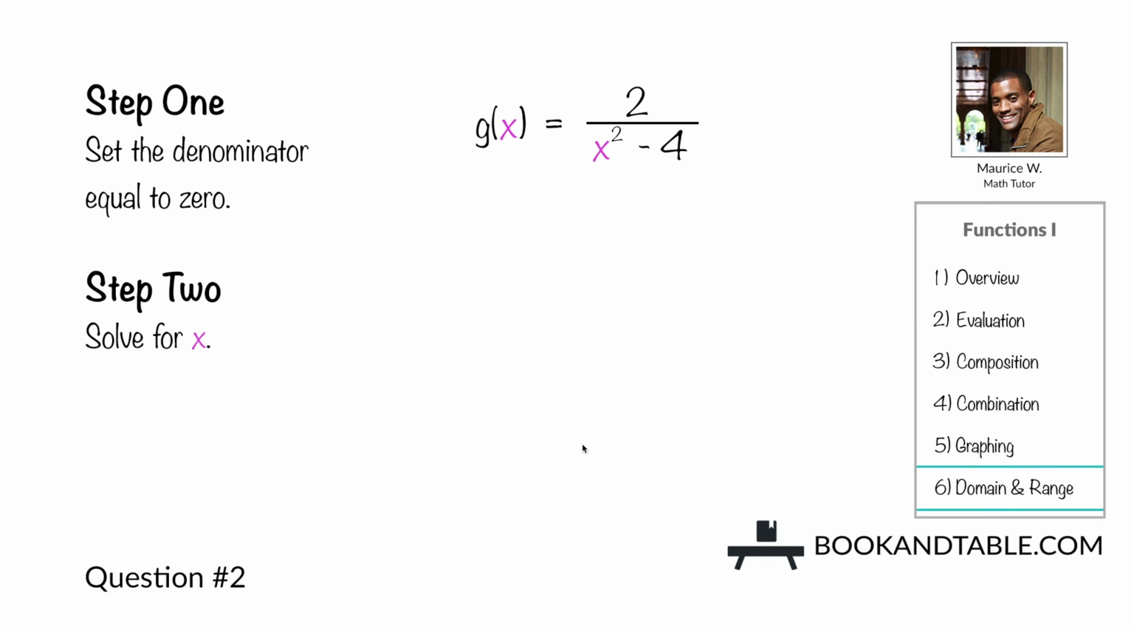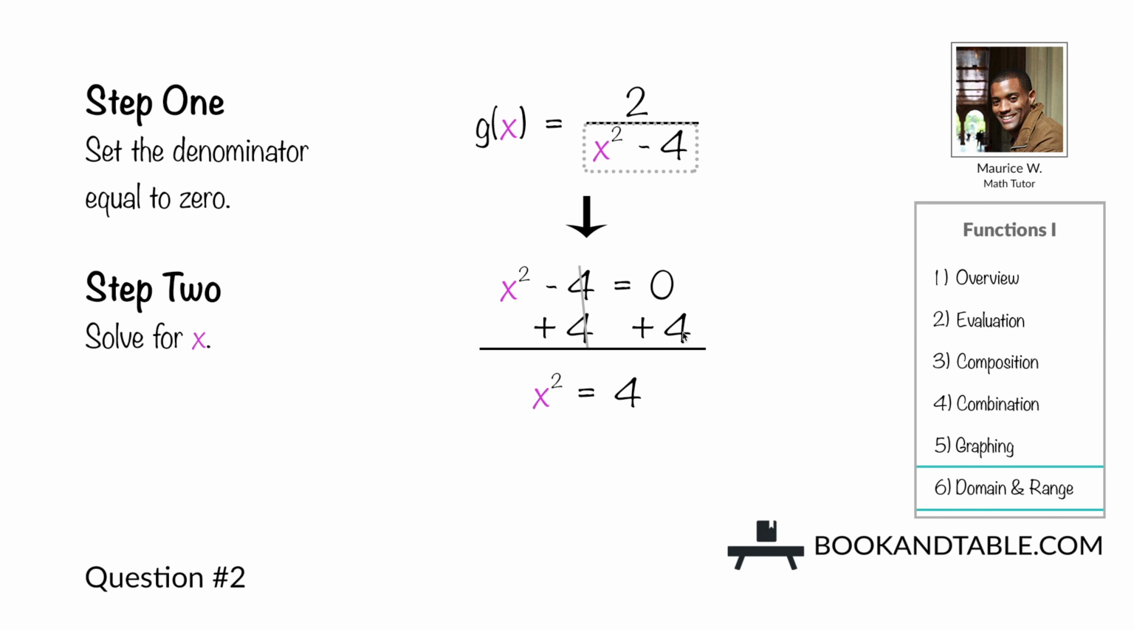Let's now have a look at question number 2. g(x) = 2 / (x² - 4). So step 1, set the denominator equal to 0, and then solve for x. We'll start by adding 4 to both sides, giving us x² = 0 + 4, which is 4. And now to remove this exponent 2, we want to find the square root of both sides. The square root of 4 is equal to -2 or +2. So for this domain, it's all real numbers except for -2 and +2.